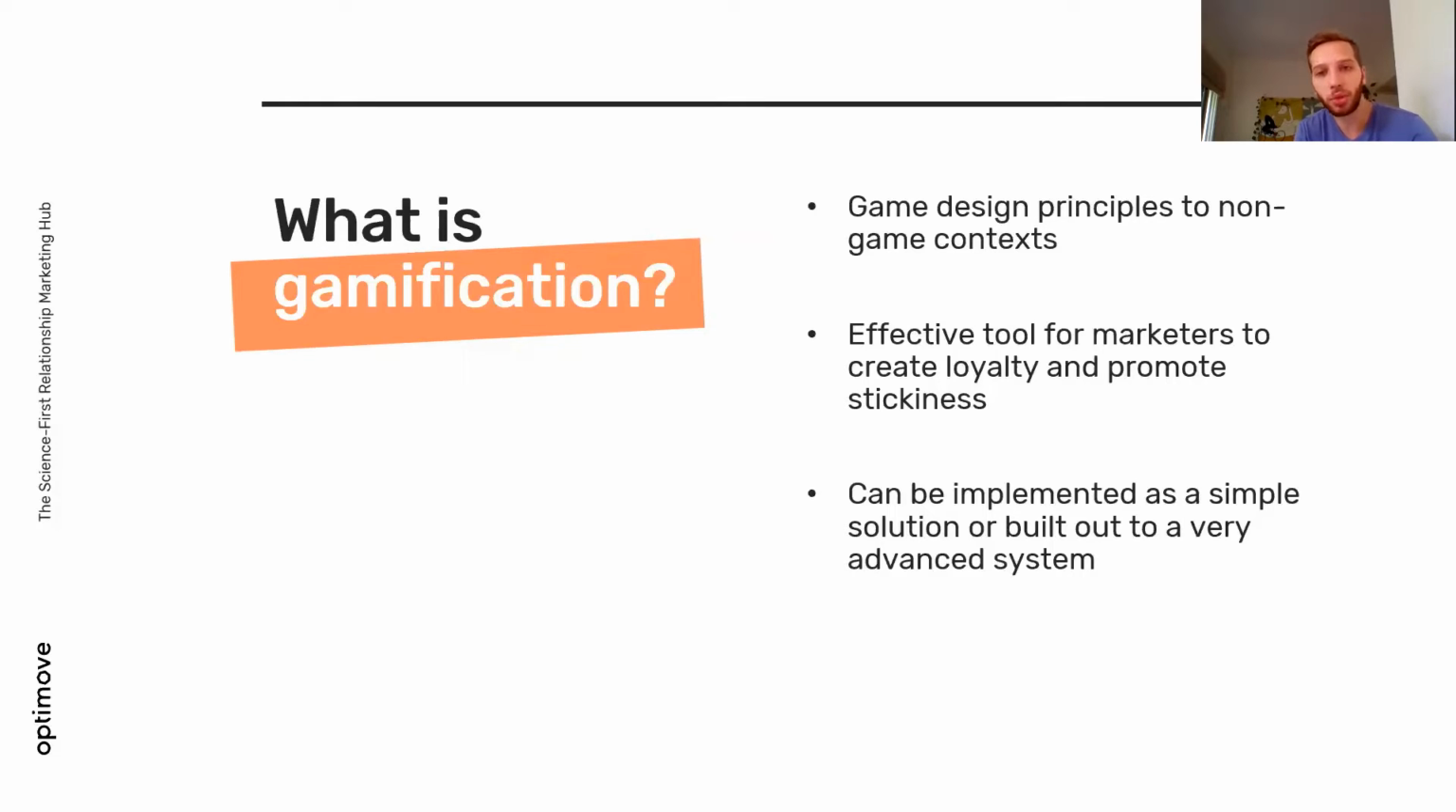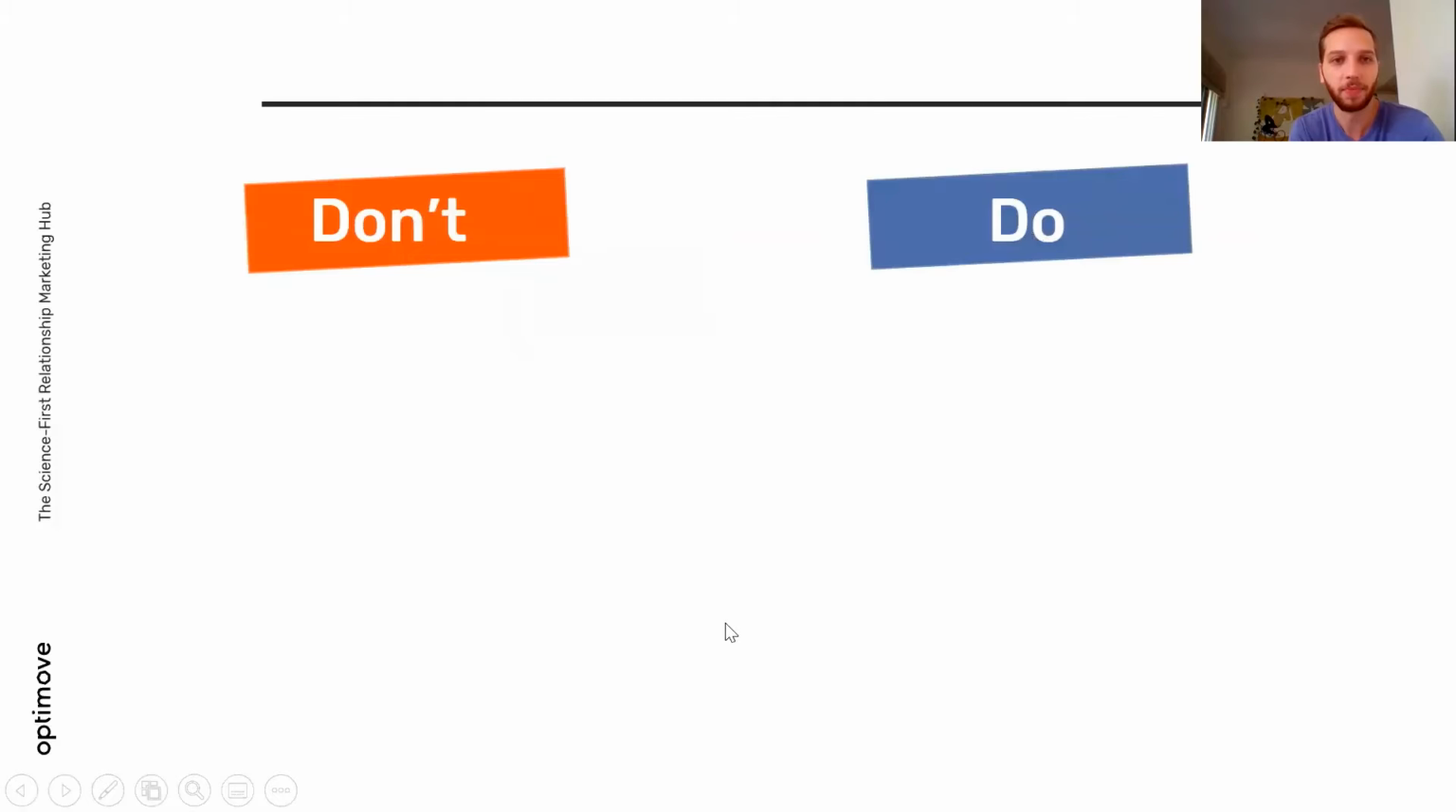Whether it's a simple solution where a customer does X and receives Y, or it's a more advanced system like a full-blown loyalty program where they do a series of activities that equate to points that can be redeemed for cash or prizes. There's all different sizes and shapes of solutions, and all of them can be implemented directly into Optimove. So let's talk about some of the best practices.